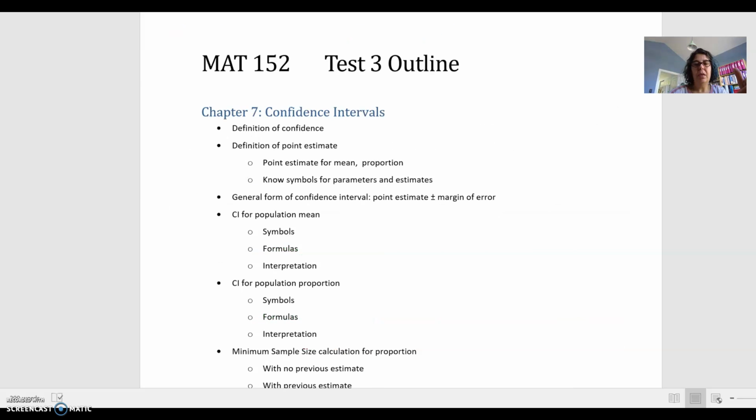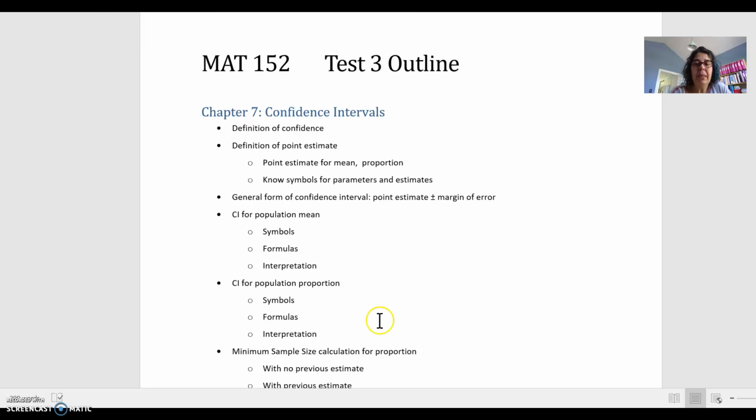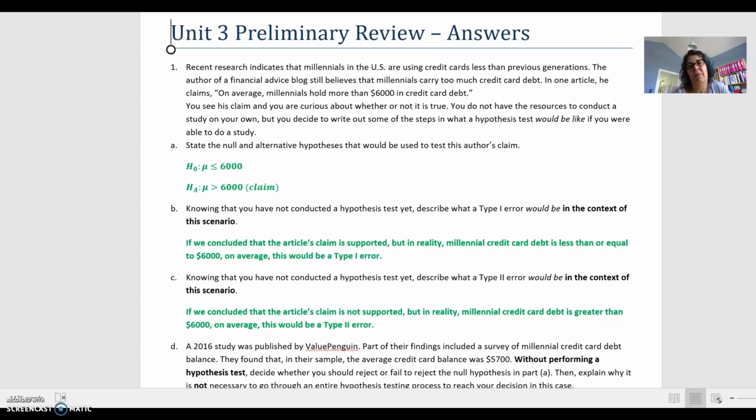So this document, the Unit 3 Math 152 Test 3 outline, is on the course website. Make sure you download it and you copy down all the necessary things that you might forget for your 4x6 card. Now, the problems. There are 7 problems here.